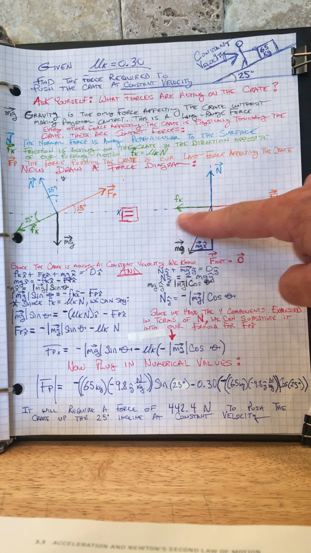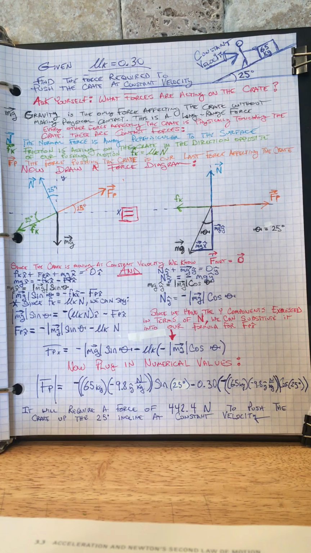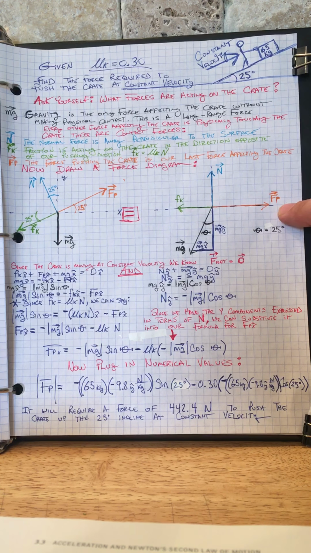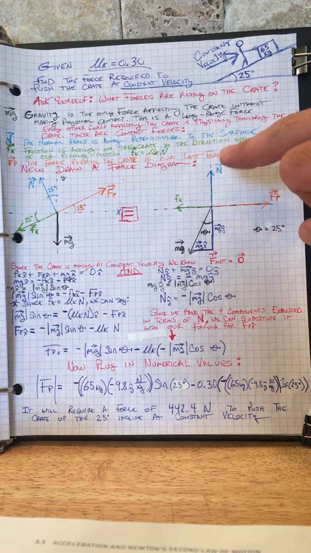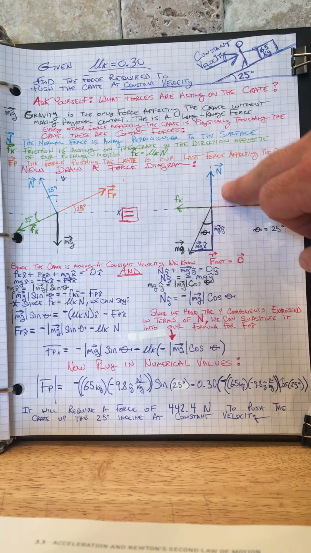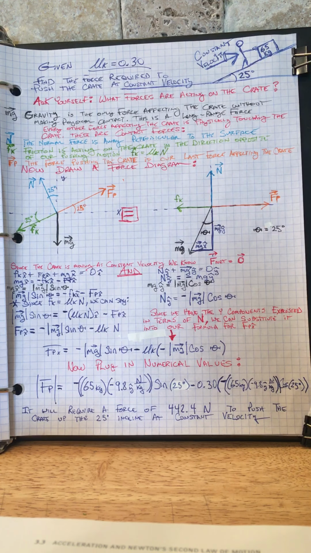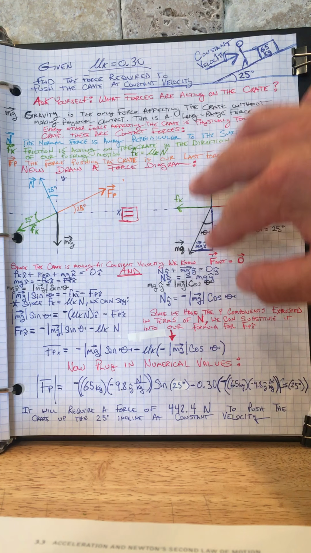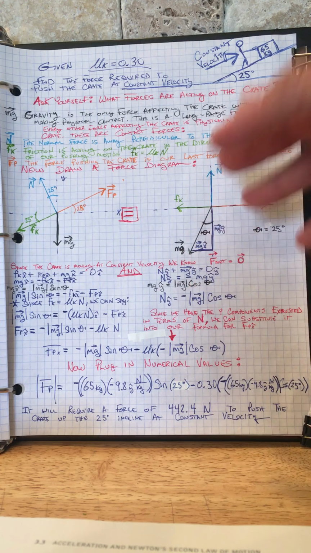Our friction now has negative x components, but no y components. Our force of pushing has positive x components, but no y components. Our normal force has positive y components, but no x components. And the only thing left is gravity here, which the way we redrew it is actually pulling at an angle, or it appears to be here.